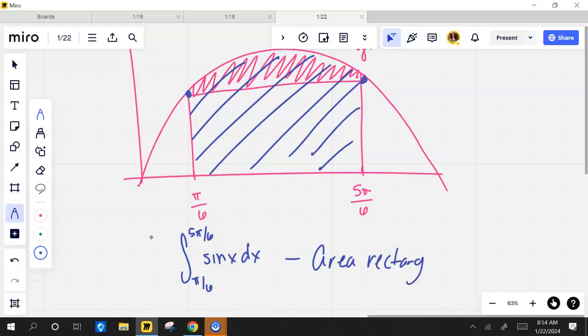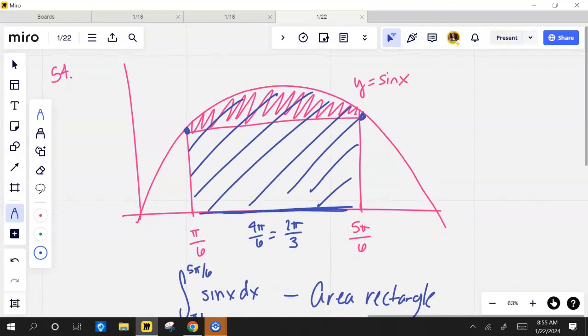So to find the area of the rectangle, remember it's length times width. This is an easy one because that across is 5 pi over 6 minus pi over 6. How are you going to find the height? Nope, no calculator. I know that the length is 2 pi over 3. How am I going to find the width or the height here?